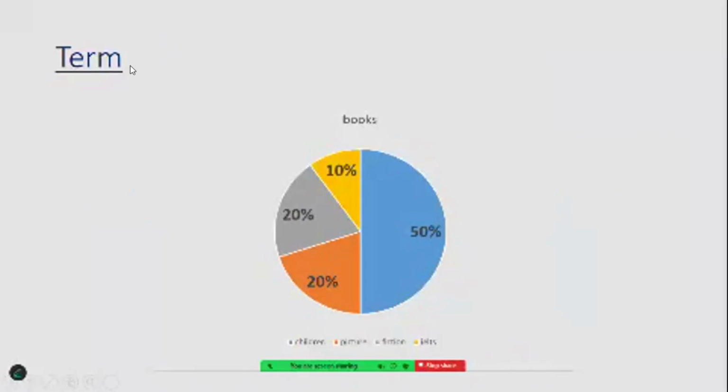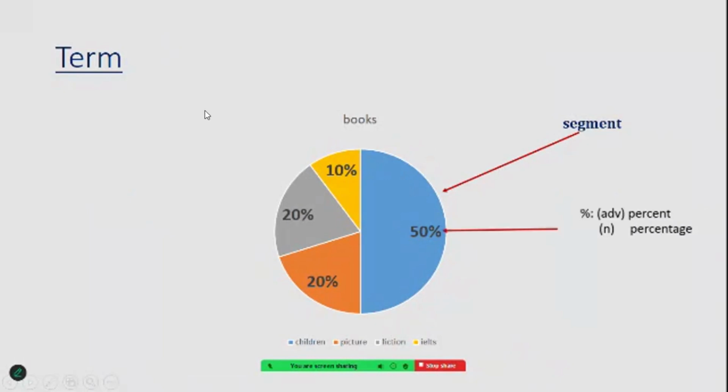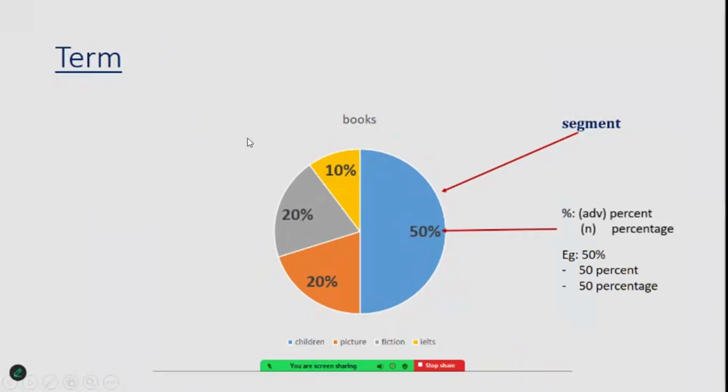And before we learn, we need to know some terms. This part is called a segment. So this pie chart has 4 segments. And the symbol here is called a percent. So when we want to talk about this number, we would say 50%, not 50 percentage, because percentage is a noun.